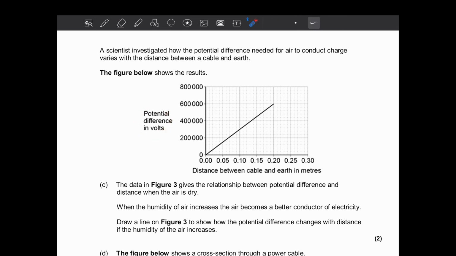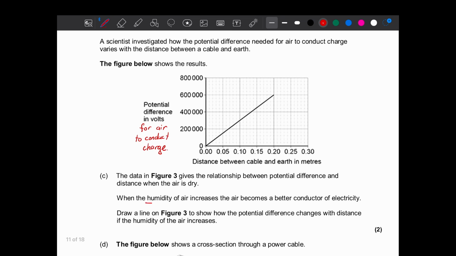Okay, it's the potential difference needed for the air to carry electricity. So let's actually write that down on the y-axis: potential difference in volts for air to conduct charge. The question tells us, when humidity increases, the air becomes a better conductor. If something's a better conductor, you need less potential difference to ionize the air in order for it to conduct charge. So you need a lower potential difference at a given distance in order to carry electricity.